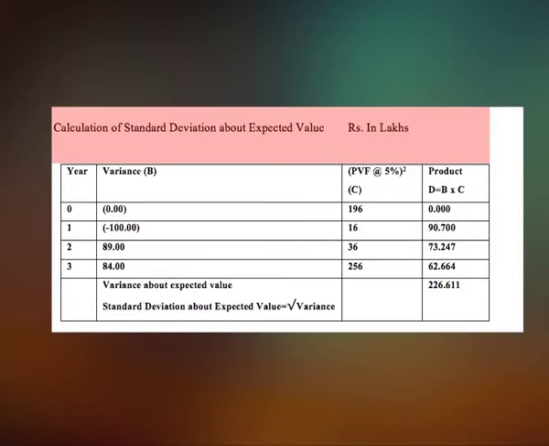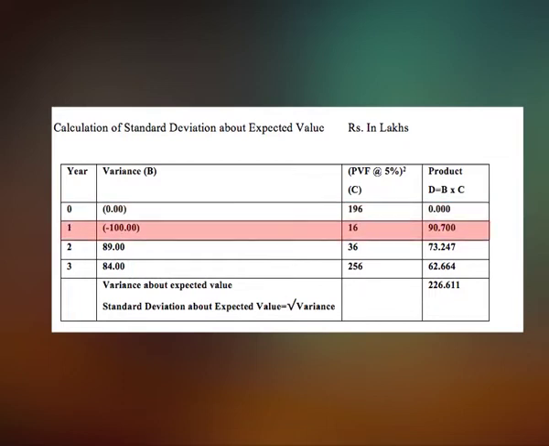Now, calculation of standard deviation about expected value. This is given in lakhs. Years are given to us, then variance, then present value factor at 5% whole square, and then the last column of the product, which is D is equal to B multiplied by C. For the first one, that is year 0, there is no variance, that is 0. Present value factor at 5% is 196 and the product is also 0 because it is B multiplied by C, that is 0 multiplied by 196 will be equal to 0.